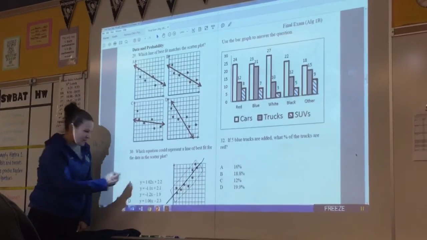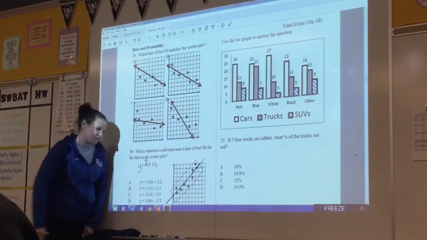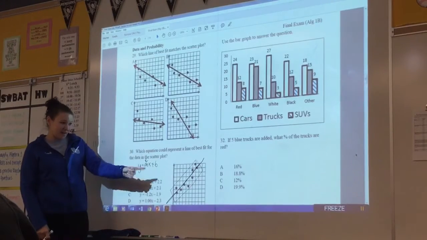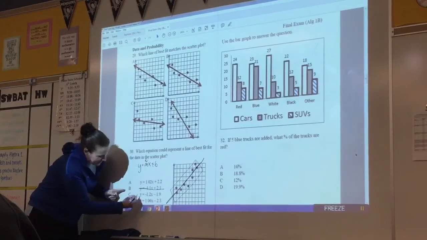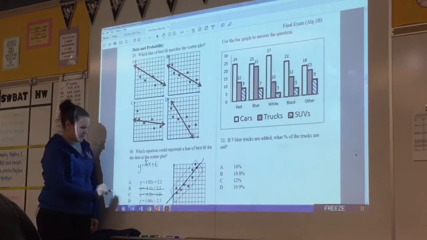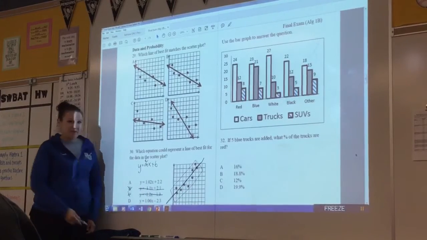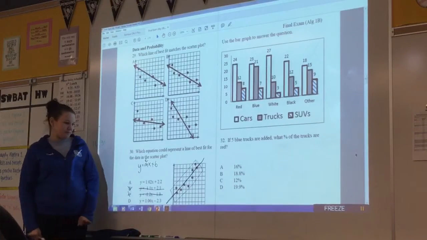So if I think about y equals mx plus b, we all know that your m right here is going to represent your slope. If that's a positive slope, I know that it cannot be this one, and it cannot be this one. That's a positive slope. These two are negative ones. So B and C are out. Down to 50-50. I still have a little trick to help us.